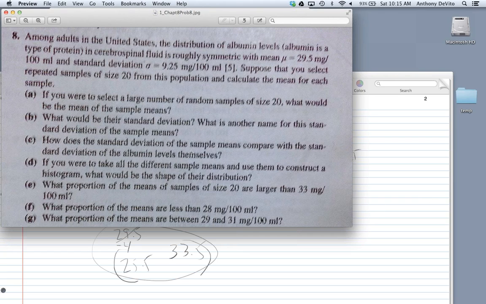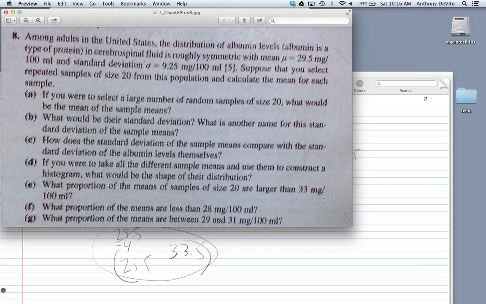Right? Well, we know standard error is going to be smaller, right? Because we're dividing by the square root of the sample size. The bigger the sample size is, the bigger the difference between the standard deviation and the standard error. If you were to take all the different sample means and use them to construct the histogram, what would be the shape of their distribution? Okay, somebody hazard a guess on the shape? We know it's got to be normal distribution, right?